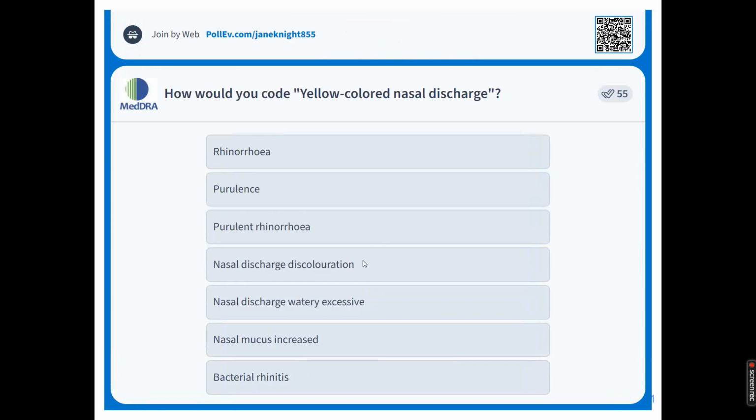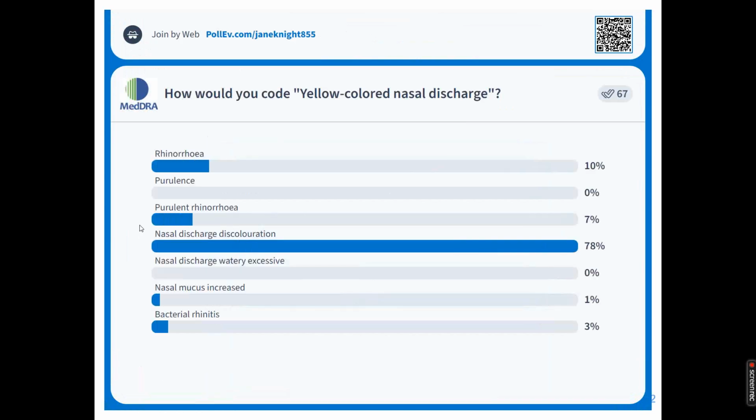So let's see how your votes lie. Just over half of you have voted so far. That's it. A few more. I'll leave the vote open, but let's see what your thinking is. Nasal discharge discoloration is by far the strongest candidate there.